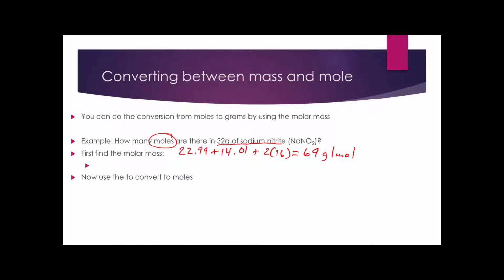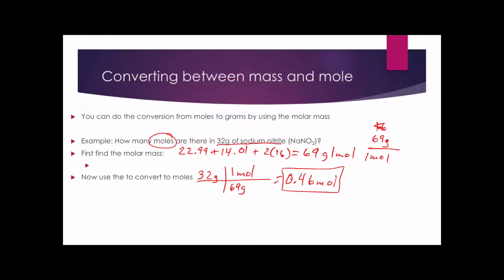We're going to start with what we're given, so 32 grams. And then I'm going to plug this in so that grams cancel. Remember, when you have a split unit, the value stays on top, or with the top unit, and then 1 goes with the bottom unit. So I'm going to put 69 grams on bottom and 1 mole on top, and that should be about 0.46 moles as your answer. All right, so let's have you give this a try here.